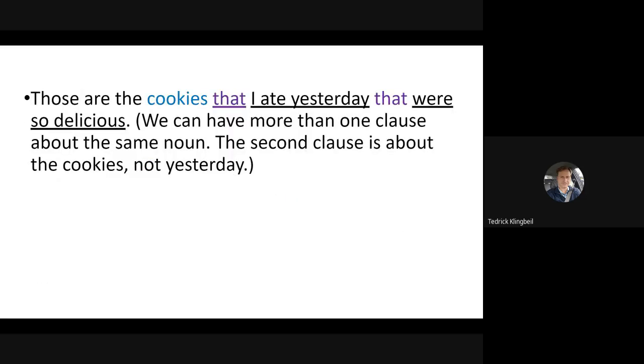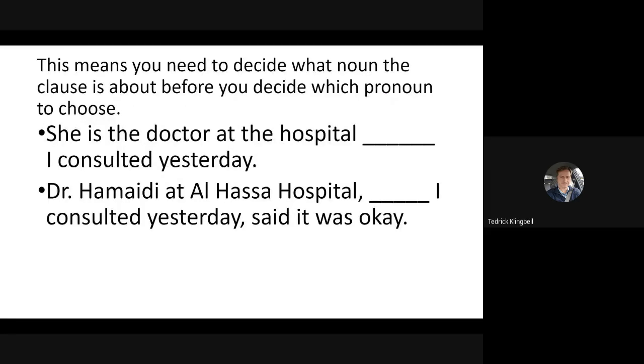All right, here's another example. Those are the cookies that I ate yesterday that were so delicious. We can have more than one clause about the same noun. The second clause is about the cookies, not yesterday. So keep that in mind. You can have more than one clause per sentence, and here's a good example of how it's done. Okay, this means you need to decide what noun the clause is about before you decide which pronoun to use.